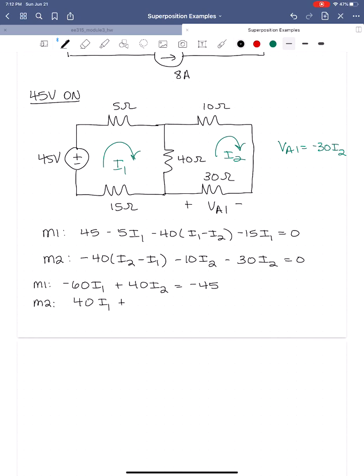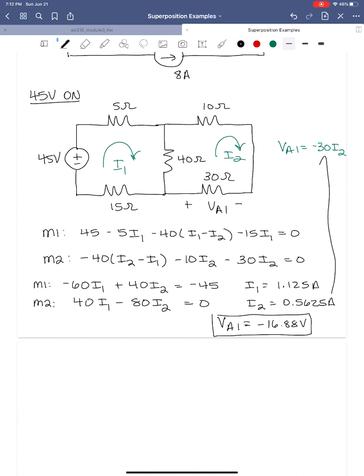And mesh 2 will simplify to 40 I1 minus 80 I2 is equal to 0. And so when we solve for these, we'll get that I1 is equal to 1.125 amps, and I2 is equal to 0.5625 amps, which means that VA1 is equal to minus 16.88 volts when we put it into that Ohm's law equation there.